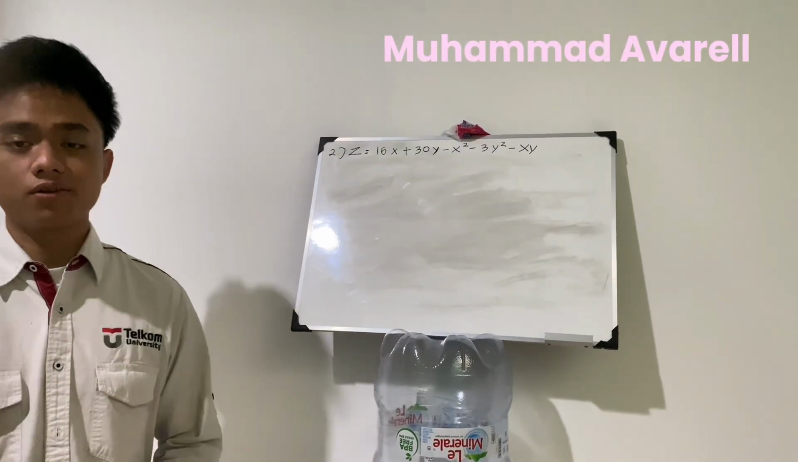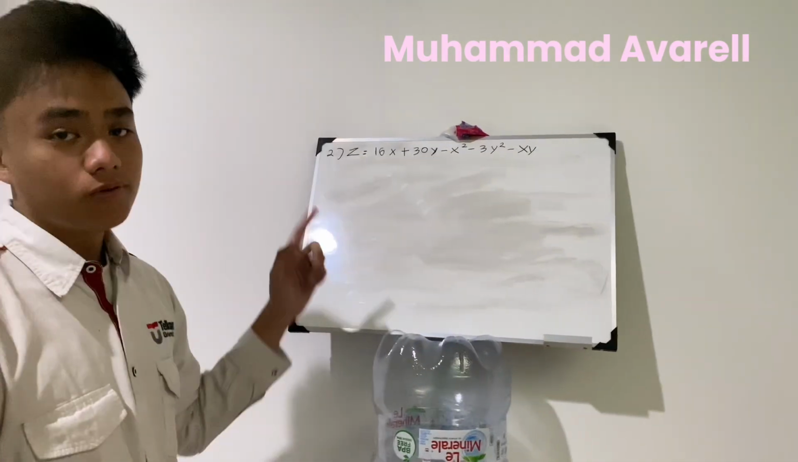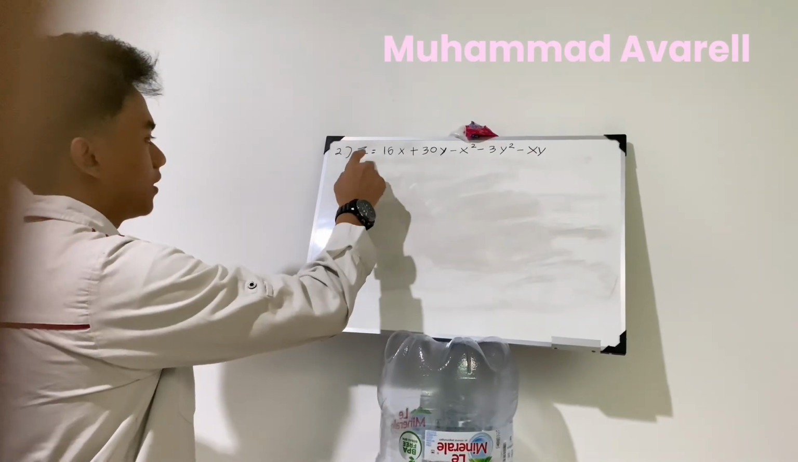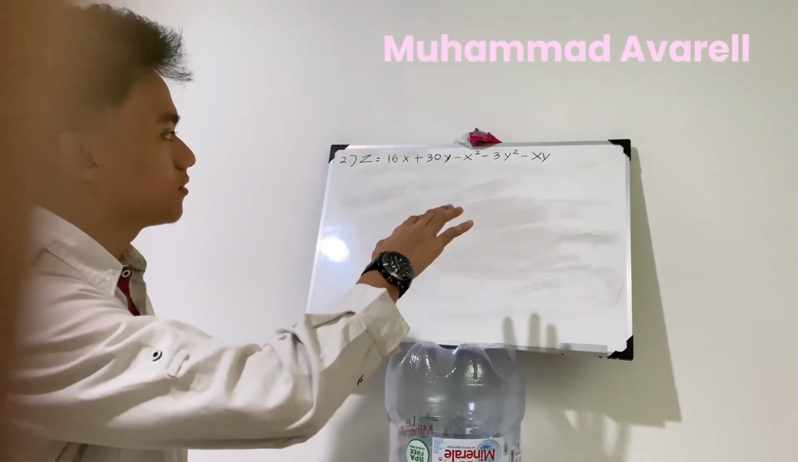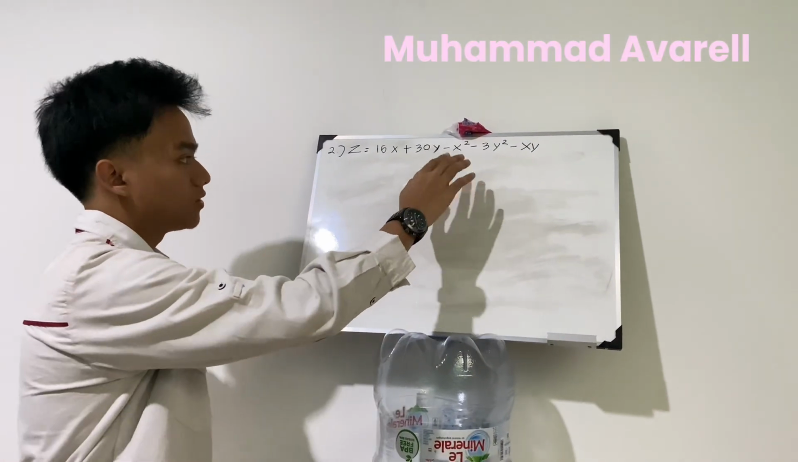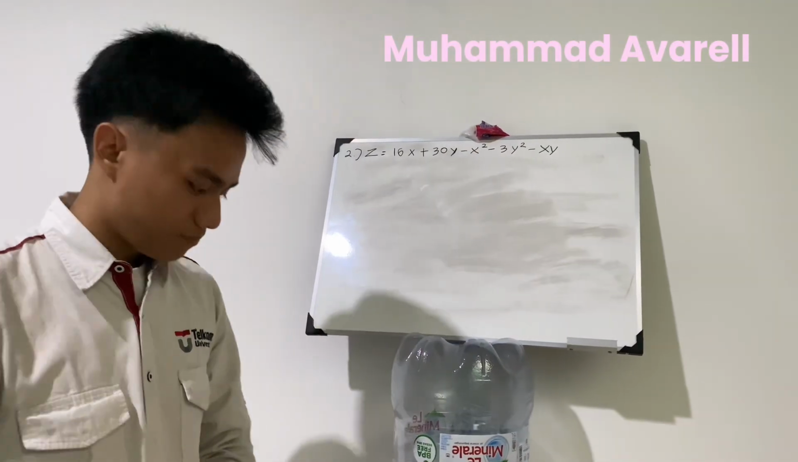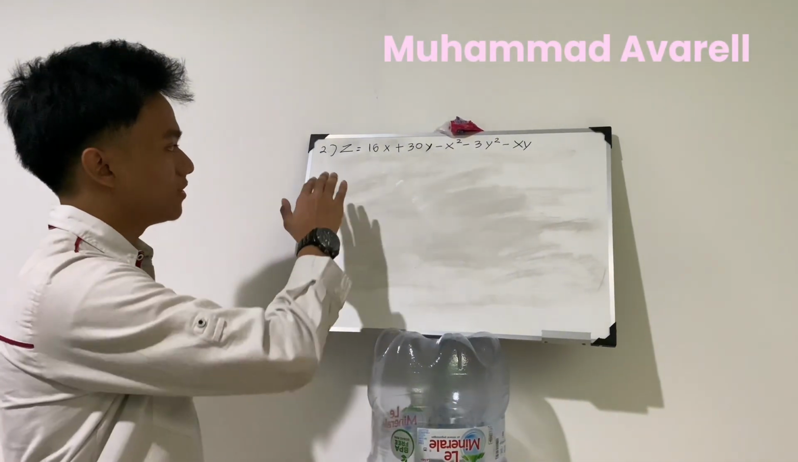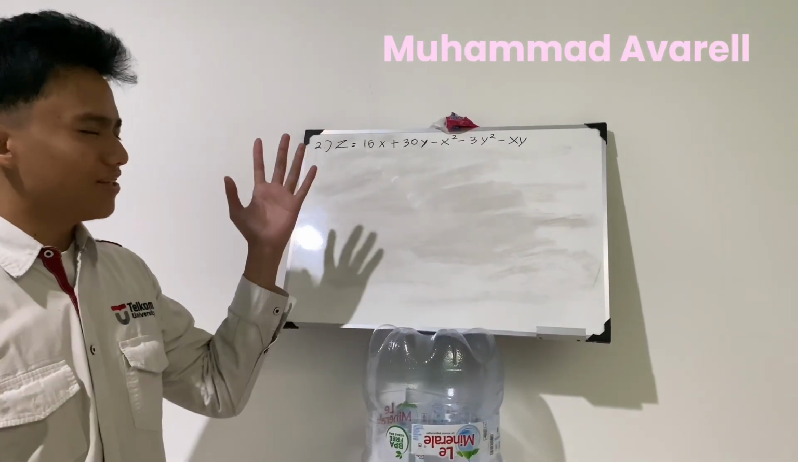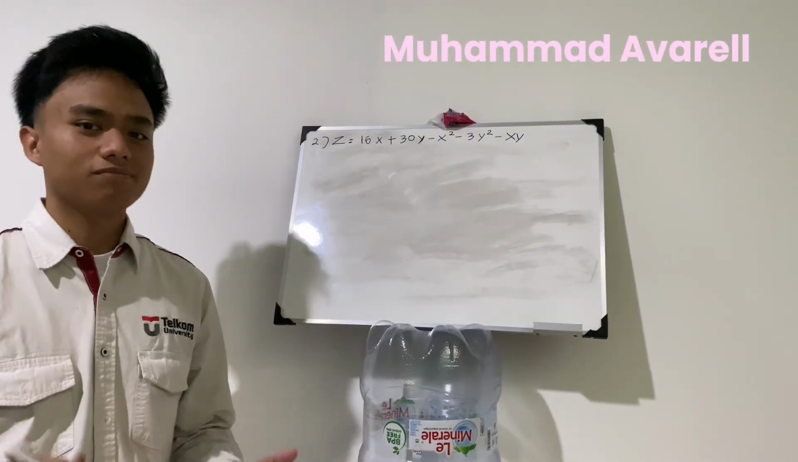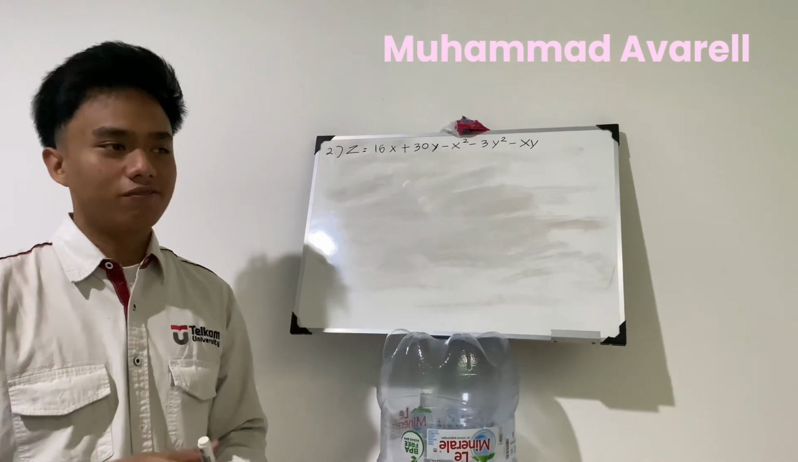My name is Muhammad Avarell Refazzy and now I want to answer number 2, and the equation is z equals 16x plus 30y minus x squared minus 3y squared minus xy. And in this equation we must find whether it is a local maximum, local minimum, saddle point, or inflection point.